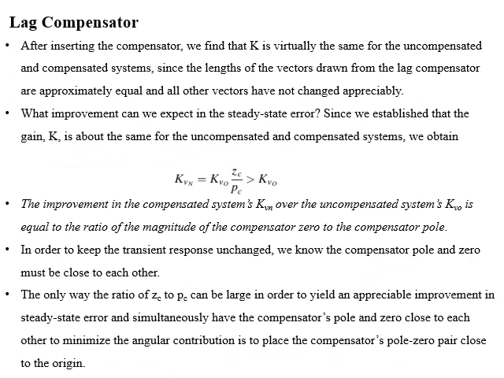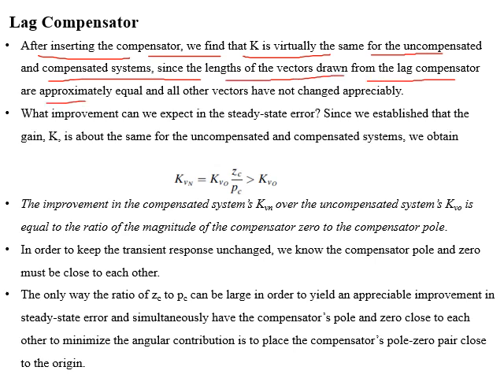Students, after inserting the compensator, we find out that gain k is virtually the same for both compensated and uncompensated systems because the length of the vector drawn from the compensator pole and zeros are approximately equal, and all other vectors have not changed appreciably.